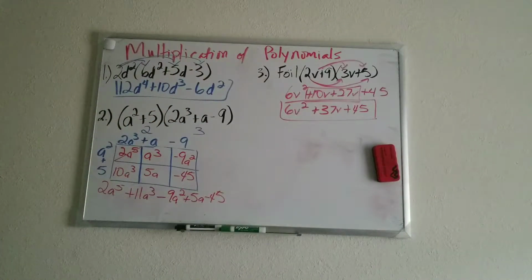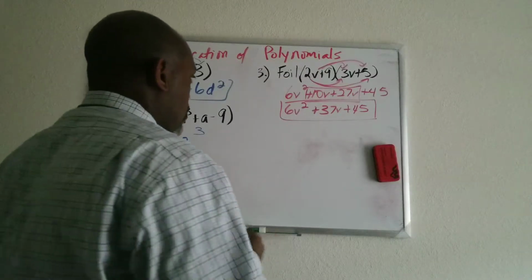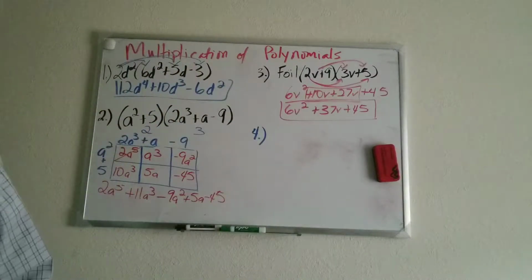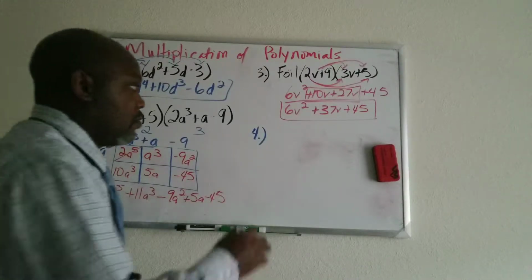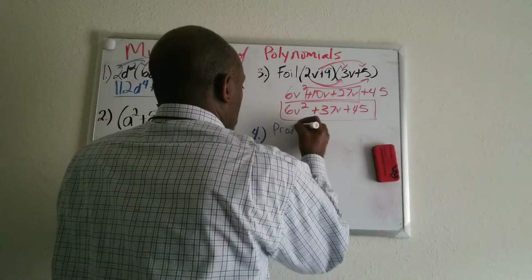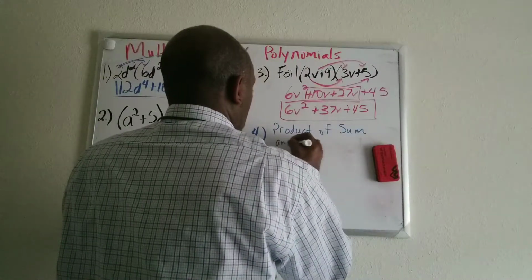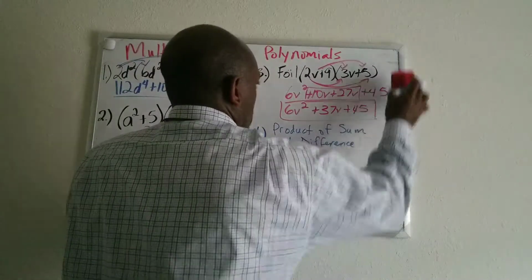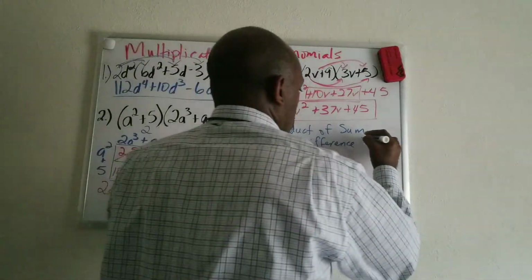Now let's see if we can add to this information. One way to add to this information is what they call the product of the sum and difference of two terms.